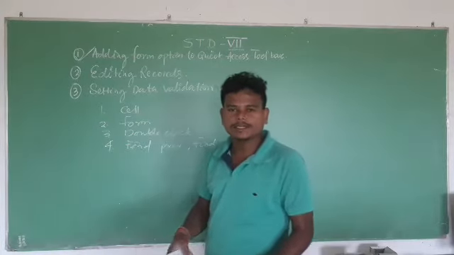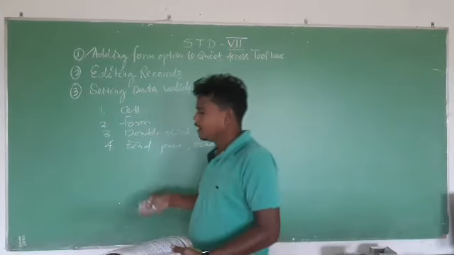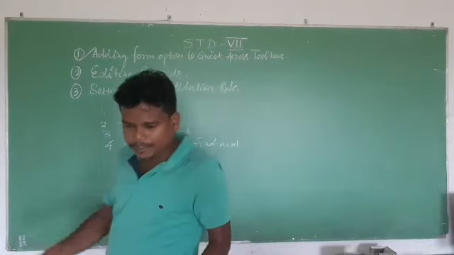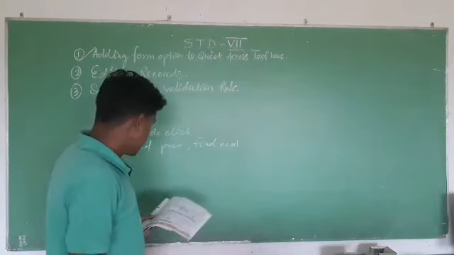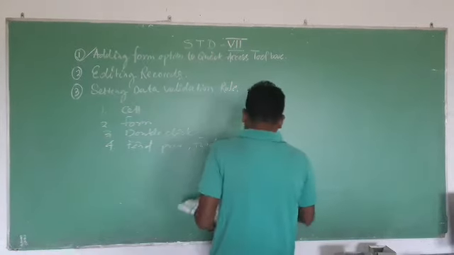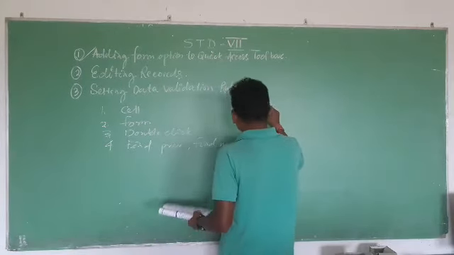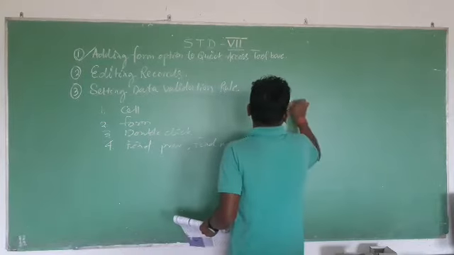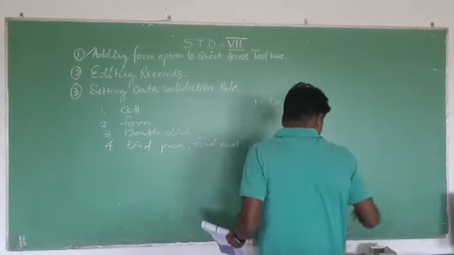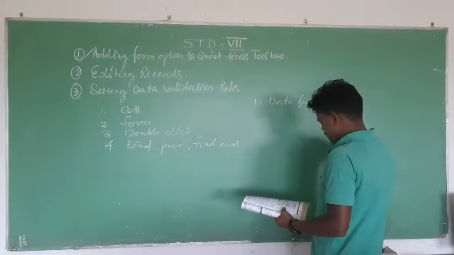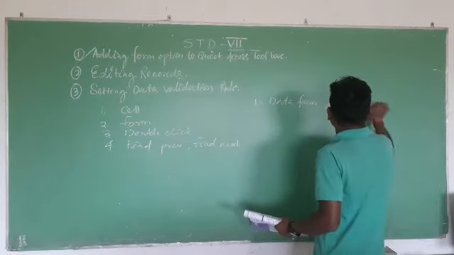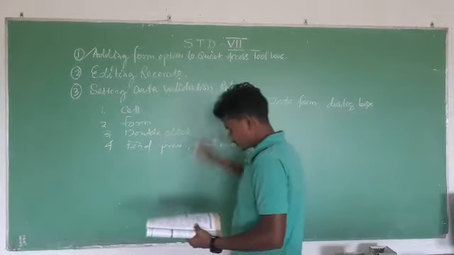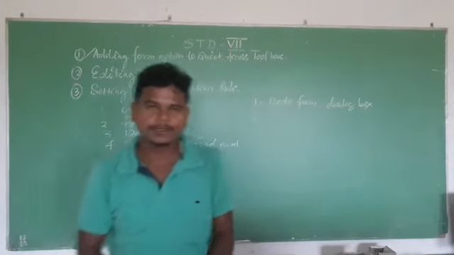Now how to delete? Adding means what? We also need to delete the records. To delete the records, first open the data form from the dialog box. Data form. Open data form from the dialog box. Then the dialog box will open the data form, right?